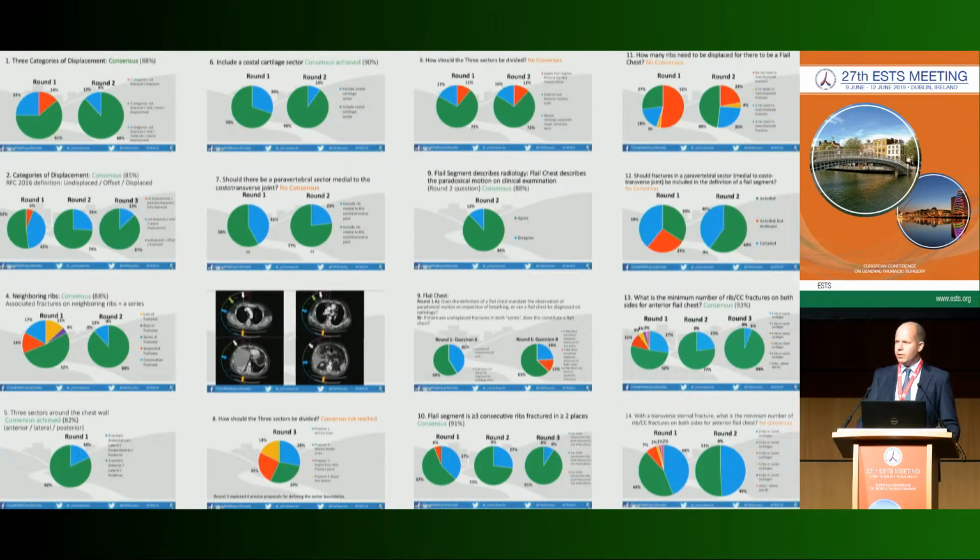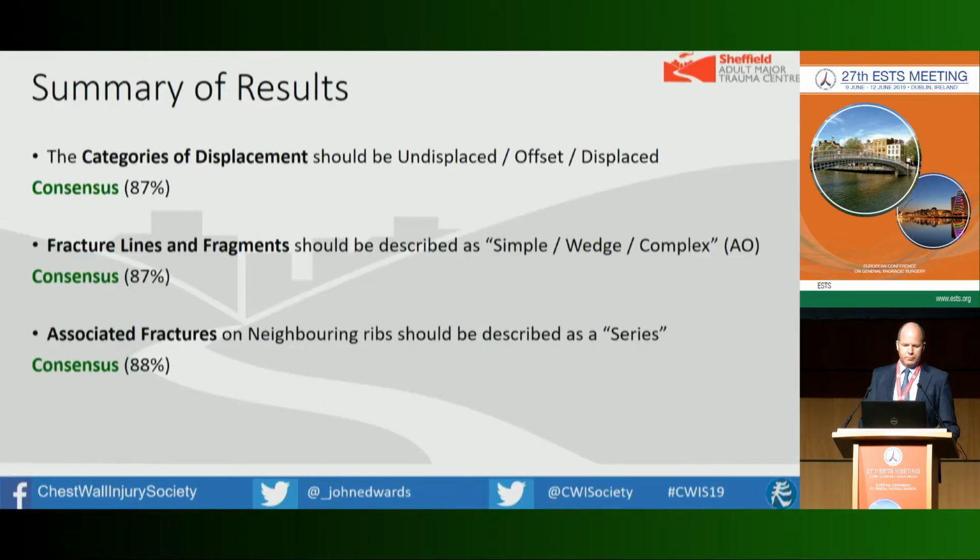In one slide, this is the results of the study, and I'm not going to try and go through it in such a way, but you can see, for example, in the second down on the left, how multiple answers were revised with subsequent rounds of the consensus to enable us to come up with a proposed definition. In summary, we felt that the categories of displacement should be defined as undisplaced, offset, displaced.